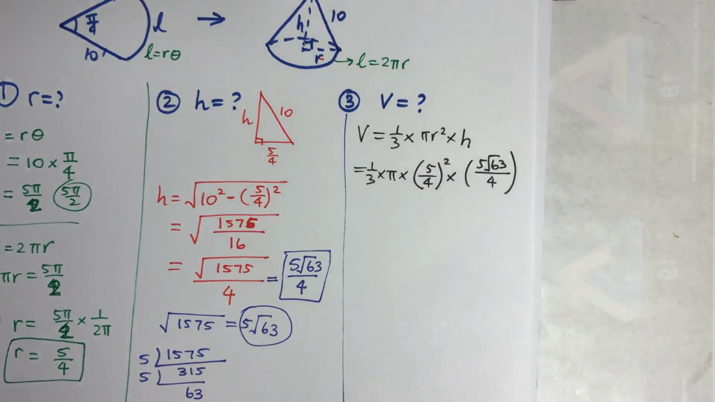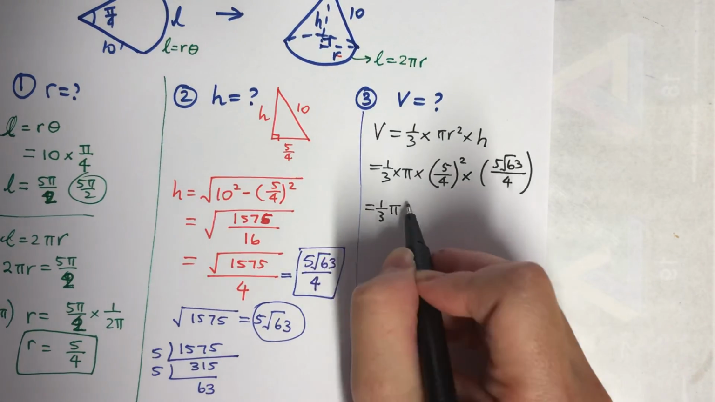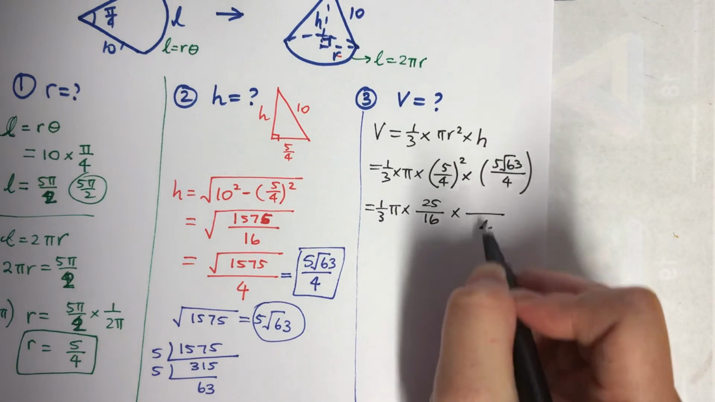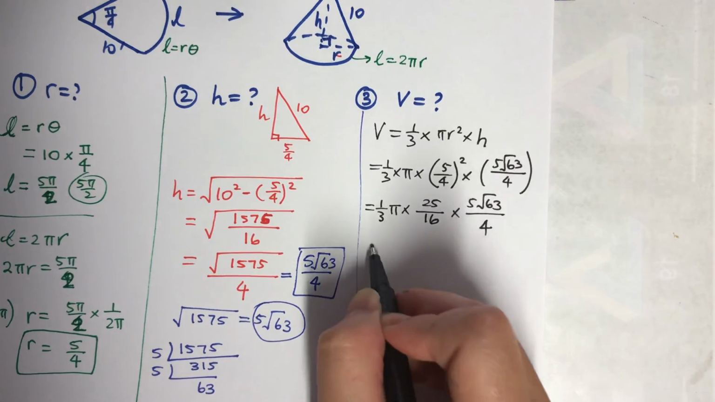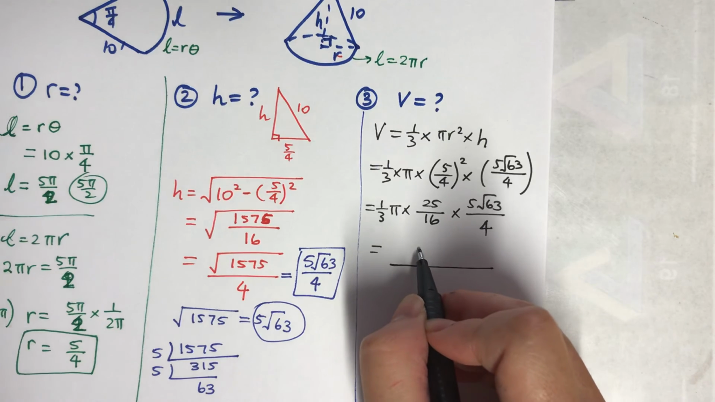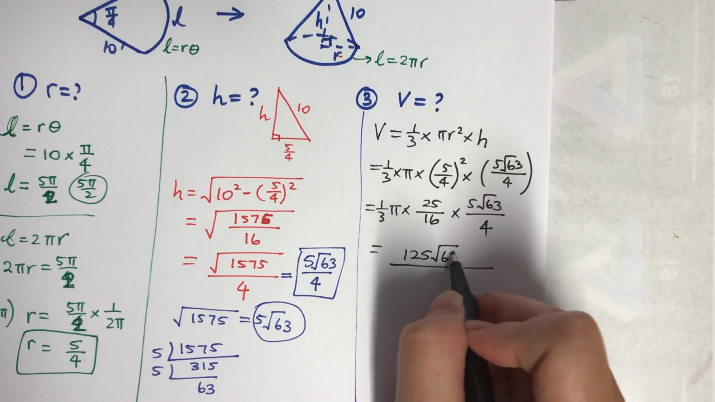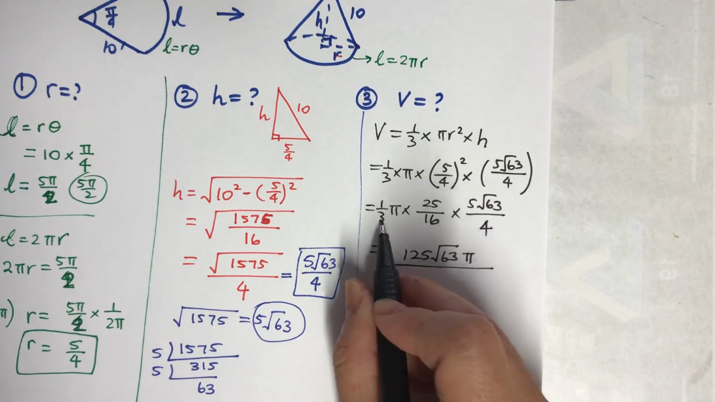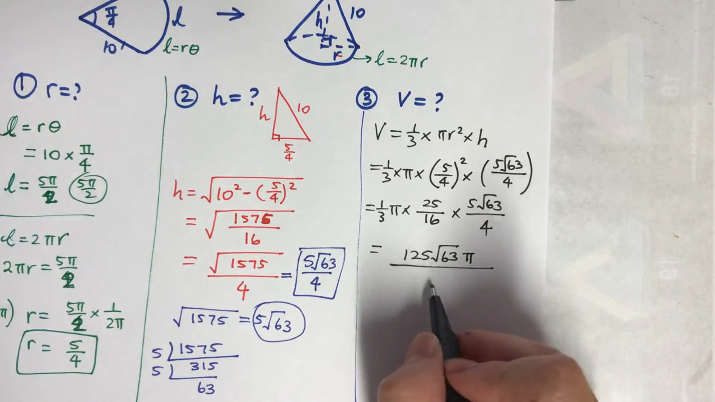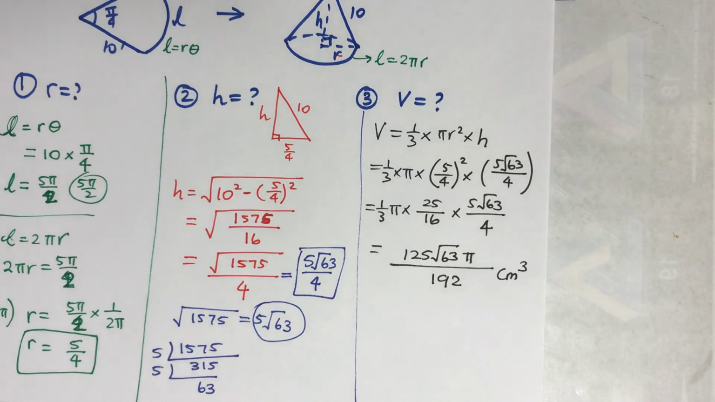Okay, so I'm onto the edge of it. Now what I'm going to do, pi times 25/16 times 5√63 over 4. And I can't really cancel any of these. So what I'm going to do is just multiply it. 25 times 5, 125, √63 with the pi. And then 3 times 16 times 4, because I can't really see anywhere I can cancel. And if I do that, and centimeters cubed. That's it. Well done.